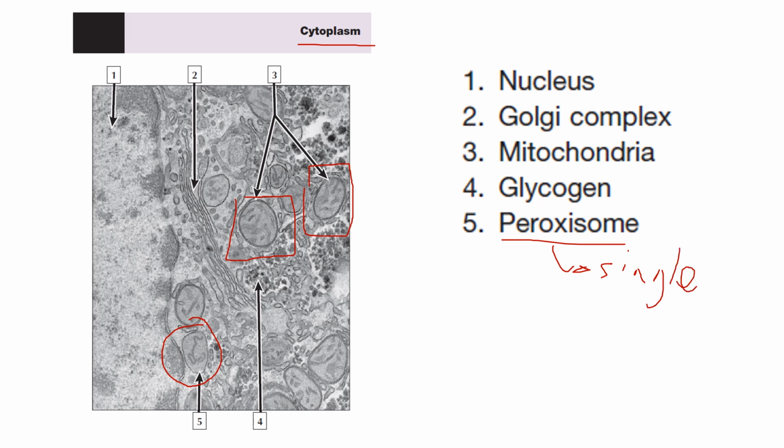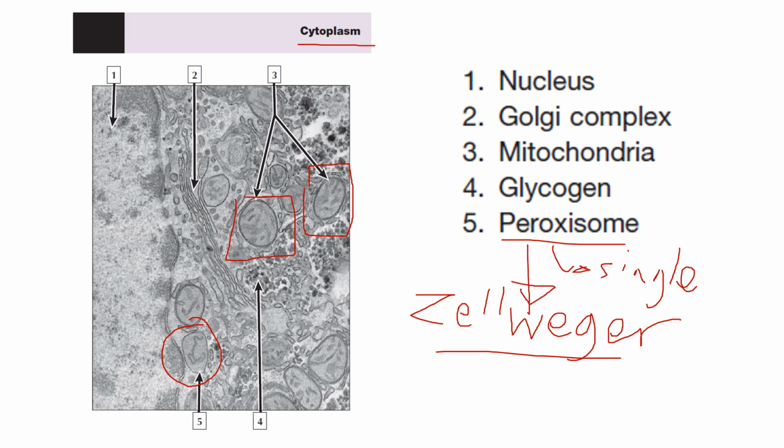The Zellweger or cerebrohepatorenal syndrome is a peroxisomal disorder that usually leads to abnormalities in the brain, the kidneys, and the liver. Affected infants die soon after birth, which is most likely due to faulty neural cell myelination in utero.